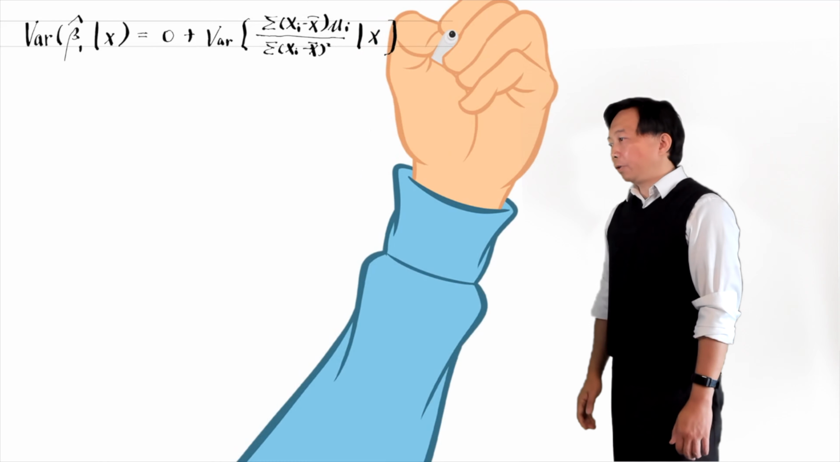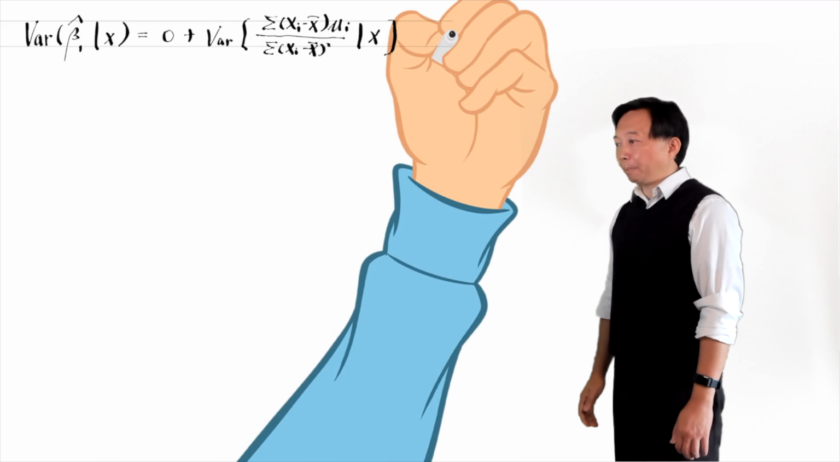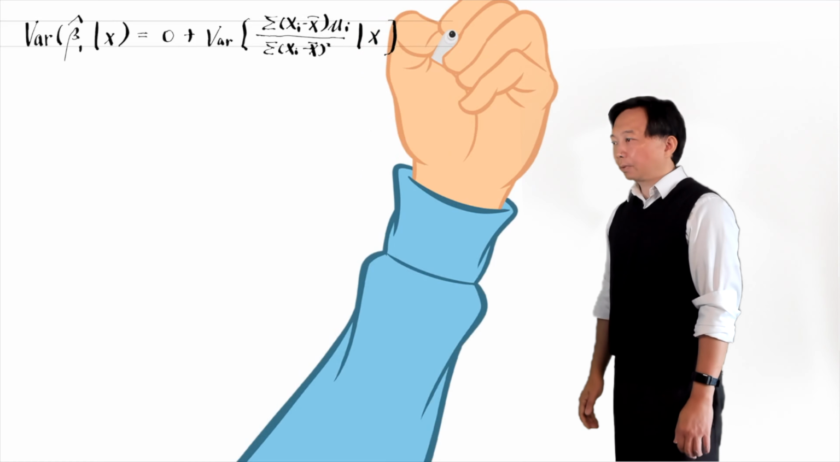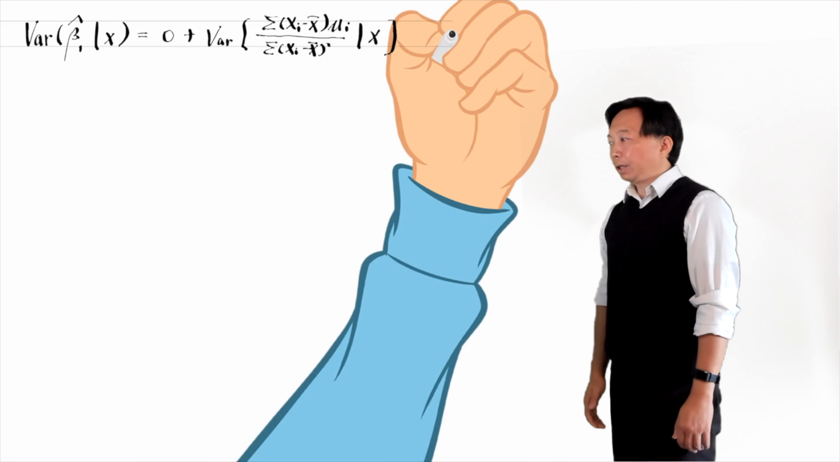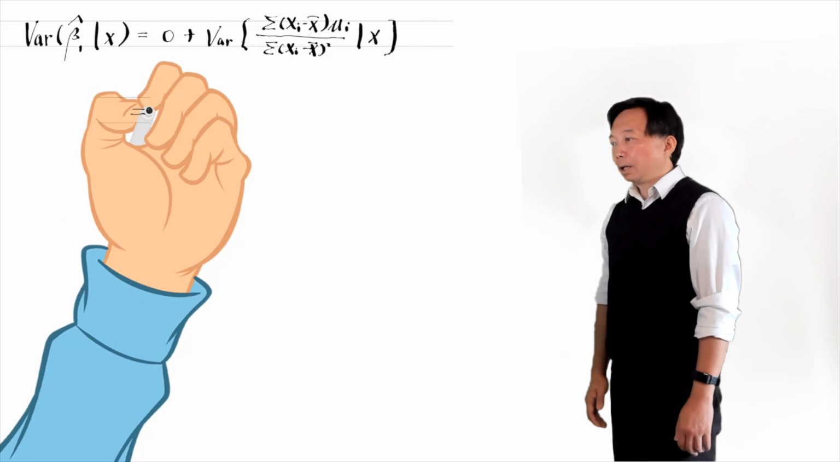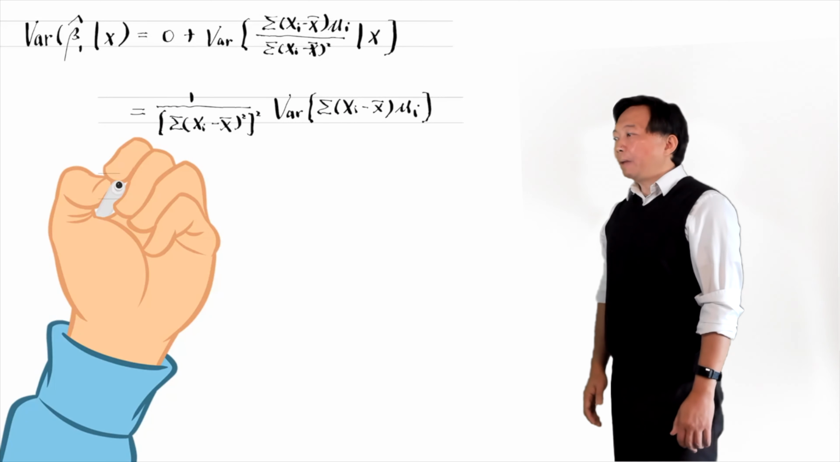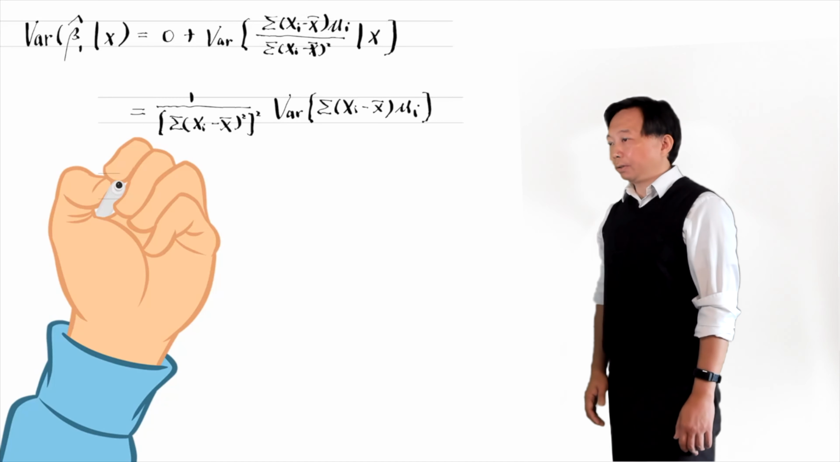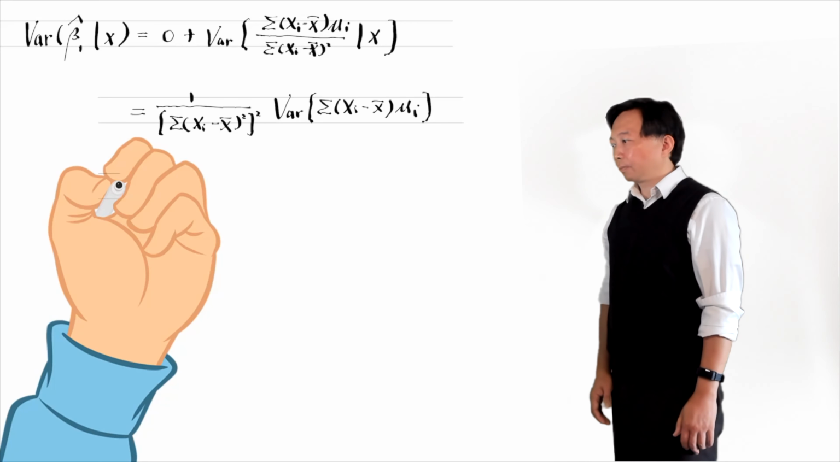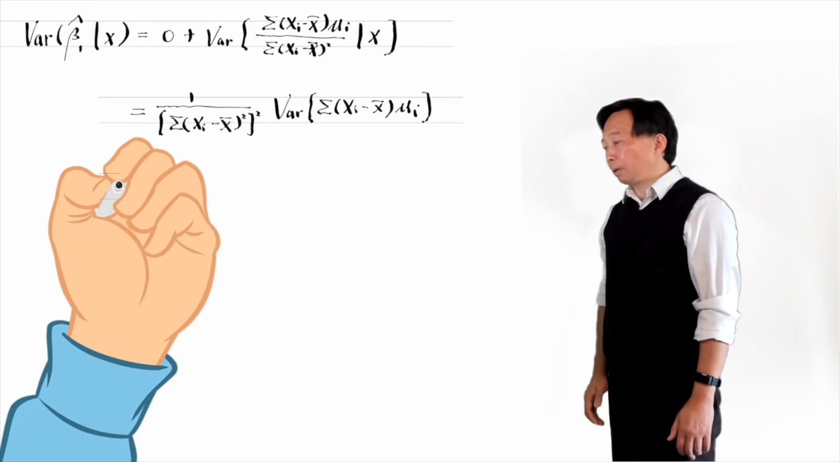Next, we take the variance of beta 1 hat conditional on x. The first term is 0 because the population parameter is a constant. For the second term, we take the total sum of squares of x out of the variance sign. We treat it as a constant conditional on x. Remember, when a constant is taken out of the variance, it gets multiplied by the square of that constant. Then we can switch the variance sign and the summation sign.